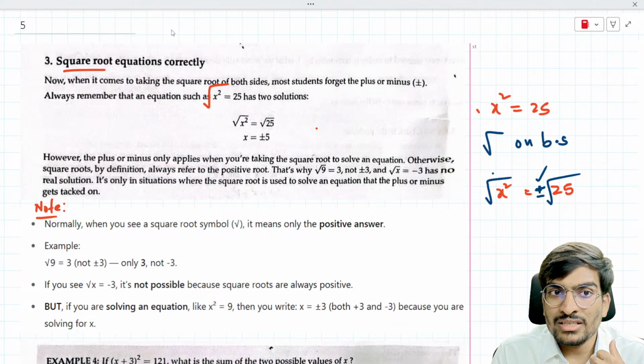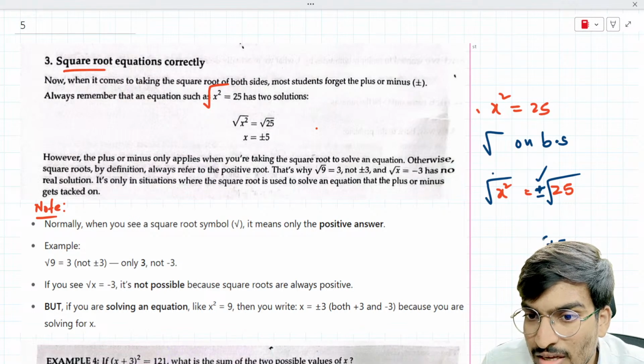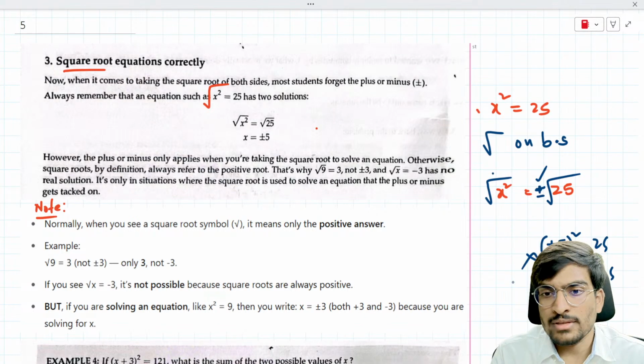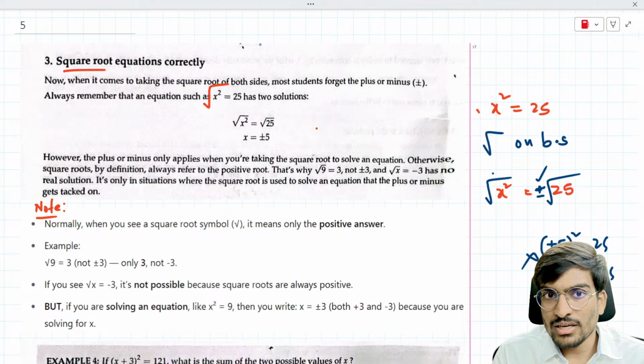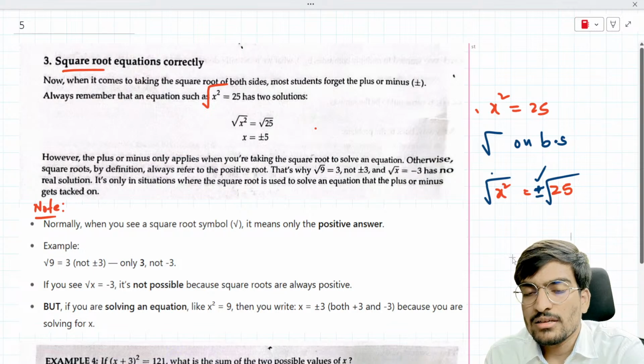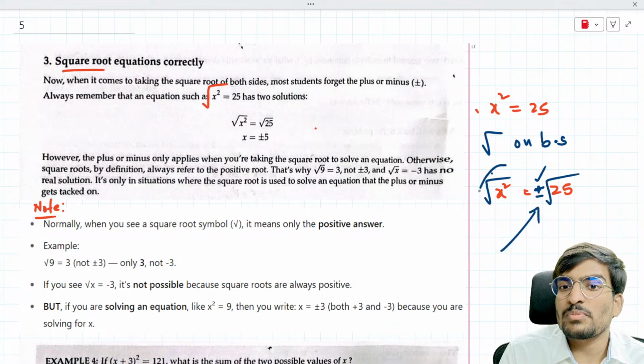And don't think that it is because plus 5 whole square will give you 25 and minus 5 whole square will give you 25. No, this is not a reason for that. That's why I said it is time consuming. Go back and watch what I did previously. Definitely this is not the reason. I did a video, watch that. You will understand why this plus or minus comes into the picture, especially when we do square root on both sides.